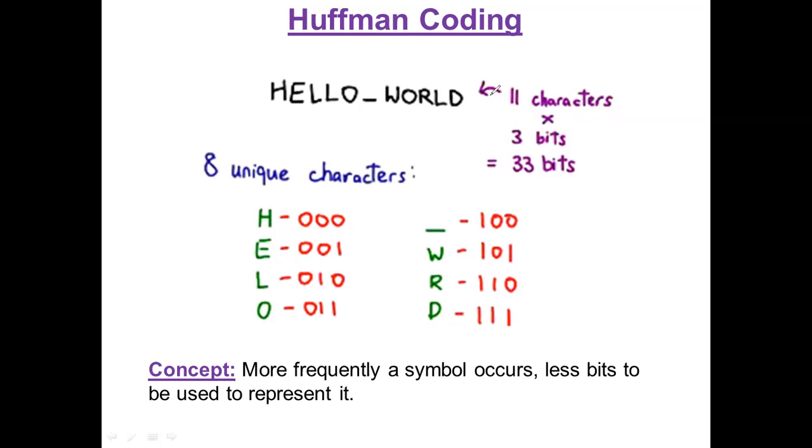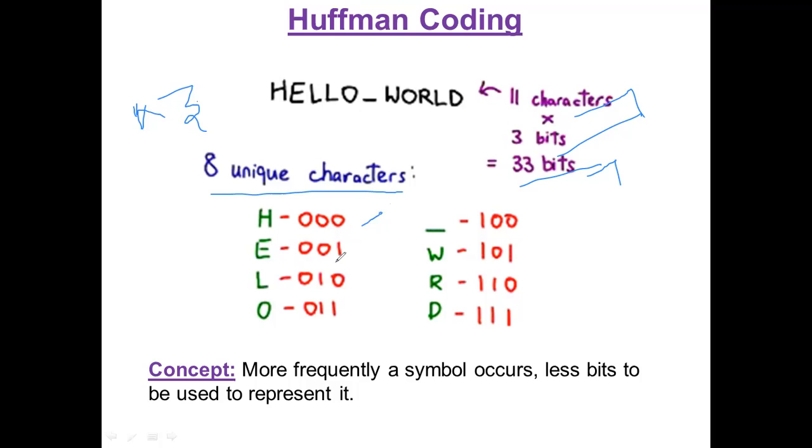So we have 11 characters here and 3 bits each. So that is 11 characters: 1, 2, 3, 4, 5, 6, 7, 8, 9, 10, 11. So 11 into 3 we call 33 bits. That we mentioned here.